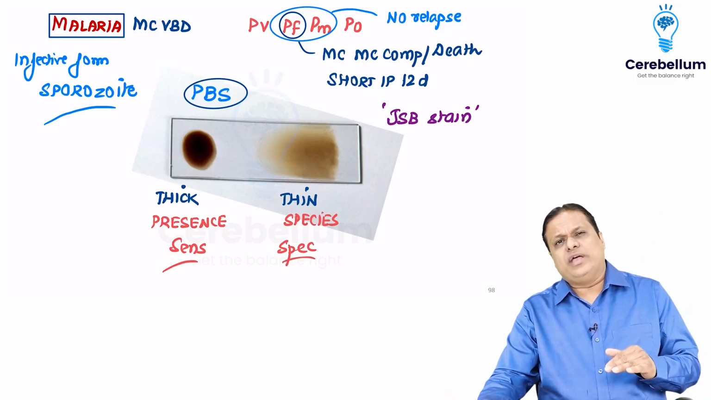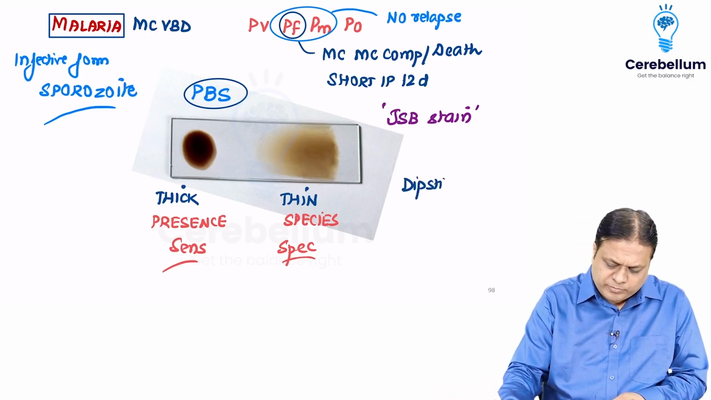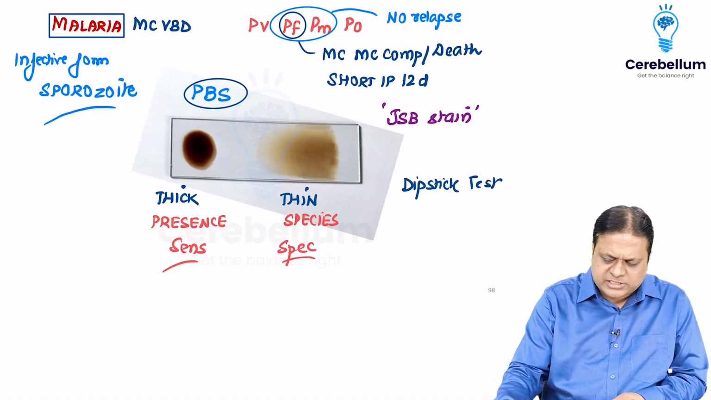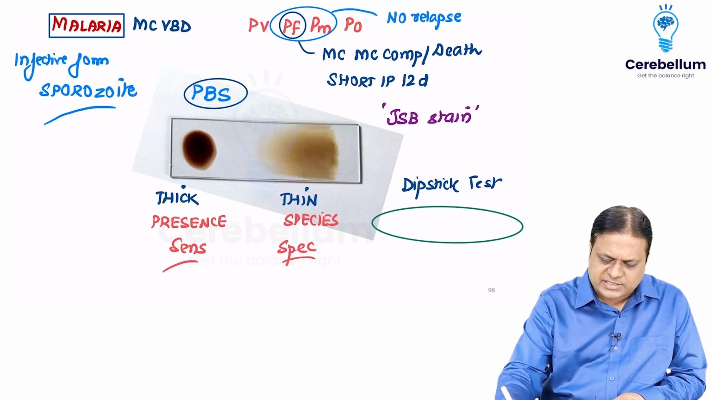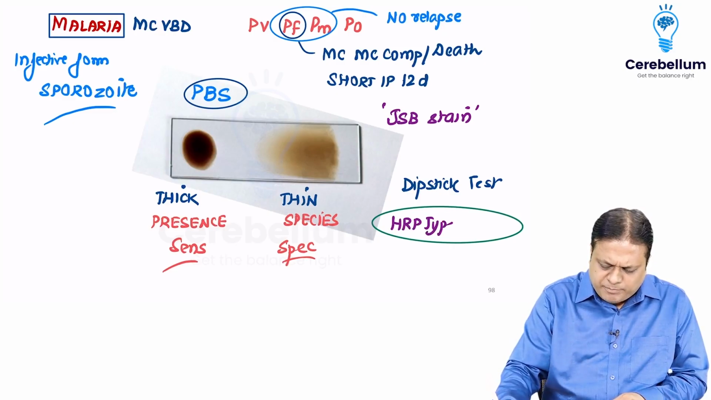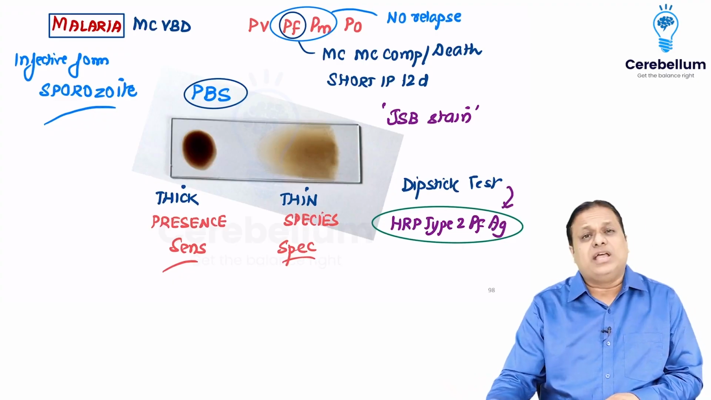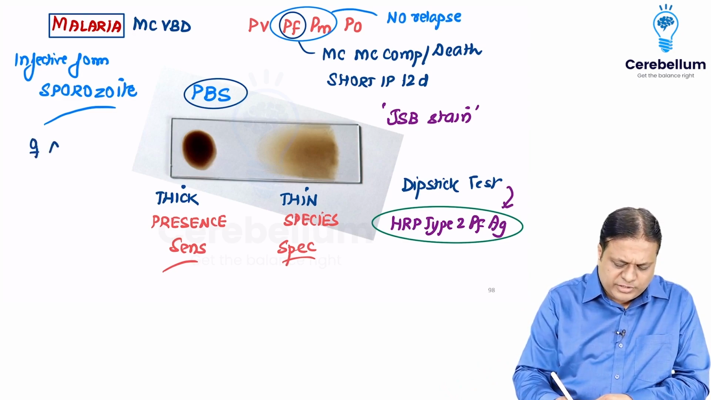Now we also have dipstick test for diagnosis. Dipstick test is based on a particular antigen, that is histidine rich protein type 2 Plasmodium falciparum antigen for diagnosis of malaria in the country. Vector is female Anopheles.